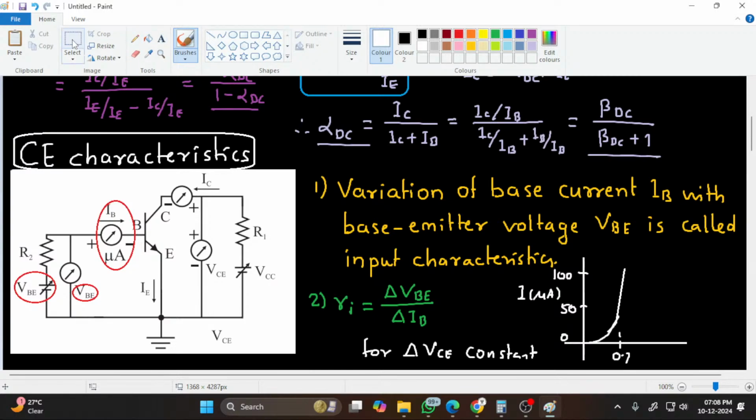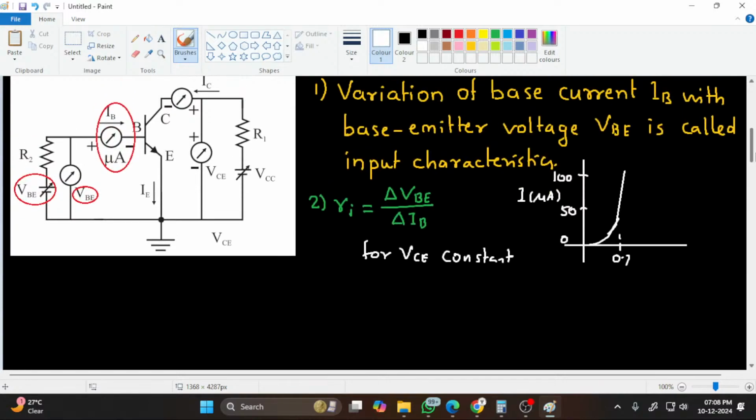VCE constant, that means the source output voltage is constant. So these are the input characteristics of the transistor. Output characteristics are the ratio between VCE and IC. The variation of collector current IC with the variation in collector emitter voltage, they are called output characteristics. So these are the input characteristics.